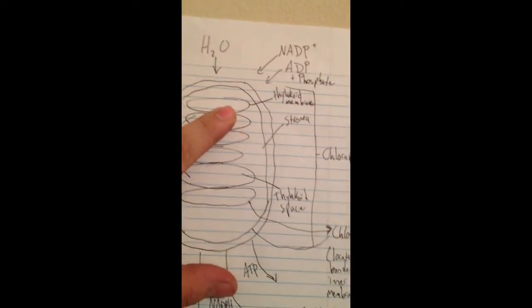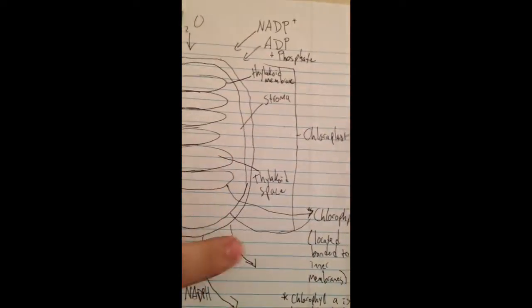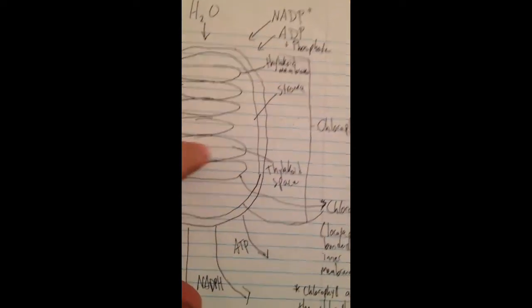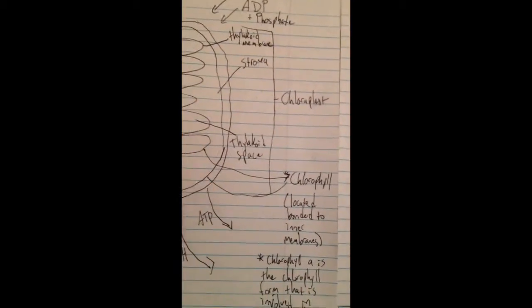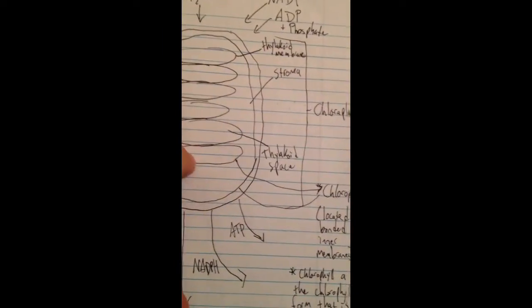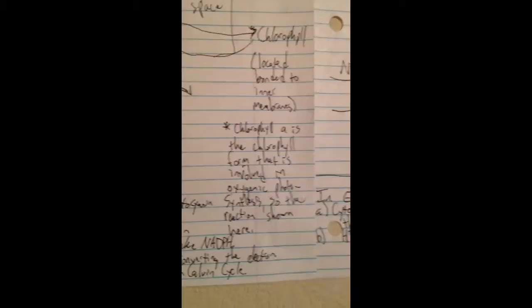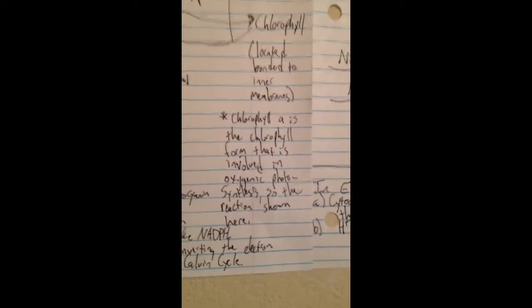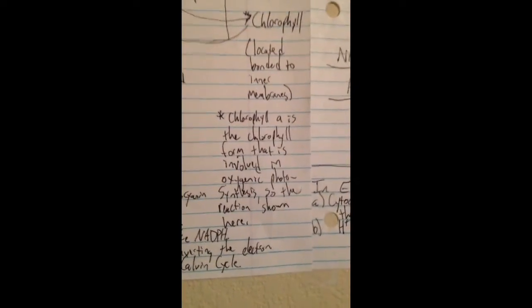Of course, you got your thylakoid. The stroma is going to be this empty space, and the thylakoid space is going to be inside of here. Your chlorophyll is really going to be on the membrane of this thylakoid, and specifically chlorophyll A, which is the chlorophyll form that is involved in oxygenic photosynthesis. So the reaction shown here, like I said, is the whole chloroplast. And now, quickly, we'll move on to the Calvin cycle.